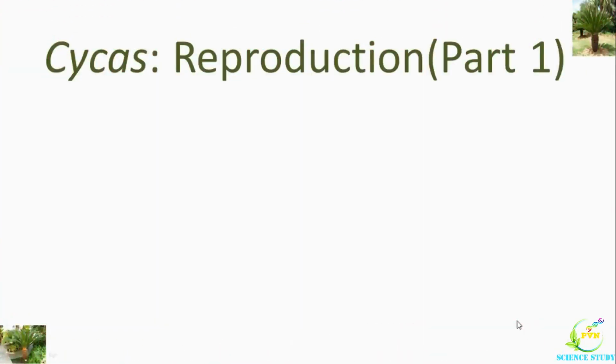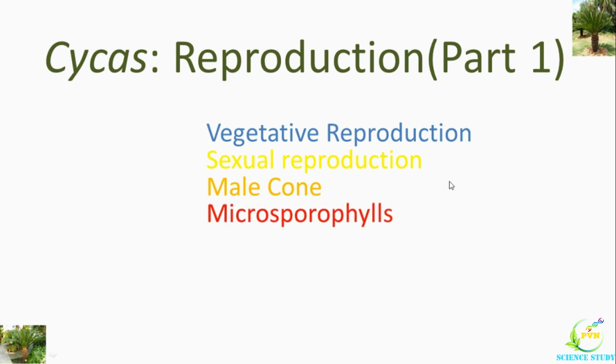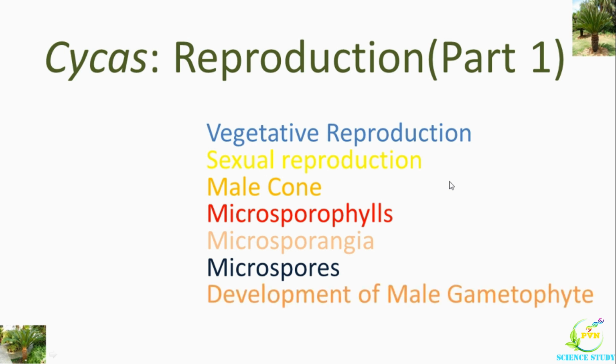Hello dear students, in today's lecture we will study Cycas reproduction. Actually, Cycas reproduction is going to be studied in two different parts. So this is the first part. In this first part we will study the types of reproduction in Cycas, vegetative reproduction and then sexual reproduction. As well as we will study the male reproductive structure such as male cone, Microsporophyll, Microsporangia, Microspore, as well as we will study the development of male gametophyte one by one.